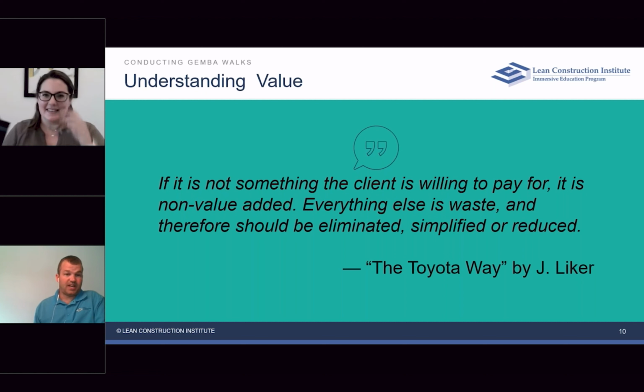So as we get into the Gemba, we want to understand what we're really trying to look at. And part of that is understanding the definition of value. And up on the screen, there's the definition from Jeffrey Liker and the Toyota Way, which is an excellent book. It's long, but it's a great book for anyone wanting to learn about lean and applying it to their work. But value is something the client is willing to pay for, right? Everything else is either non-value added or it's waste.